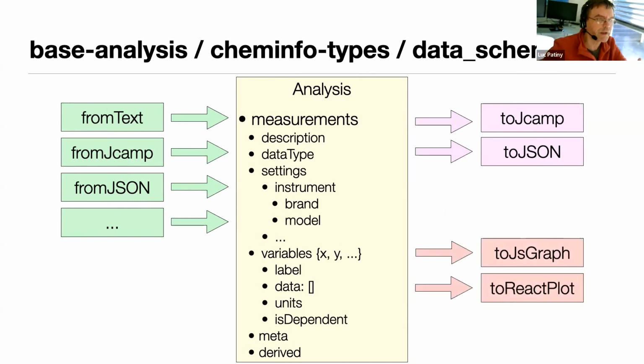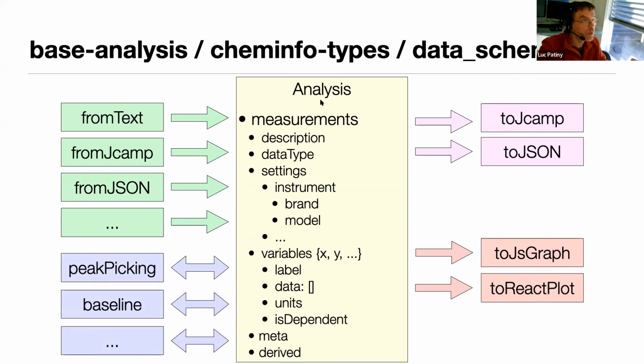But often you would like to display those analyses. You would like to superimpose many infrared spectra, NMR spectra. Well, we have two libraries. One is JSGraph and one is ReactPlot. There is a way to directly generate the right format so that we can display those data in the web browser. And finally, this base analysis, this core project, also has many tools that allow us to make peak picking, baseline correction, and many other standardizations on your data. So a lot of work.